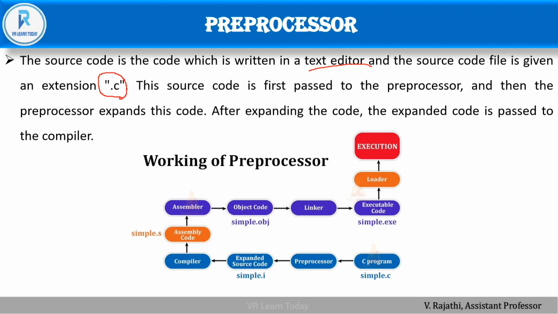So this source code is first passed to the preprocessor, and then the preprocessor expands this code. After expanding the code, the expanded code is passed to the compiler. So the working of the preprocessor is, in the first step of a C program, the preprocessor generates the expanded source code, which is nothing but .i format.